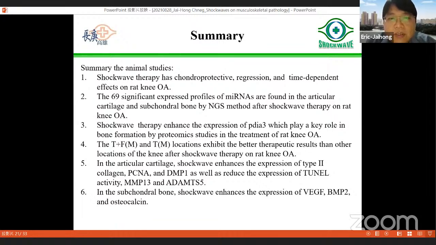In the locations study, we can see Shockwave applied to the medial femur and tibia and the medial tibial condyle gives better therapy results than other locations on knee osteoarthritis. For the molecular effect, Shockwave can enhance the expression of type 2 collagen, PCNA, and DMP1, and reduce the expression of TUNEL activity, MMP13, and ADAMTS5. And in the subchondral bone, Shockwave enhances the expression of VEGF, BMP2, and osteocalcin.